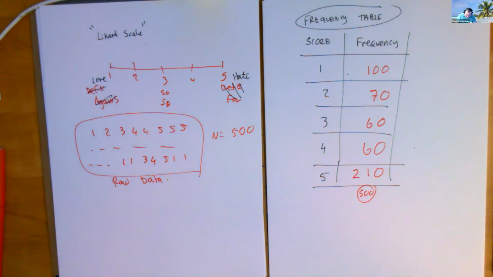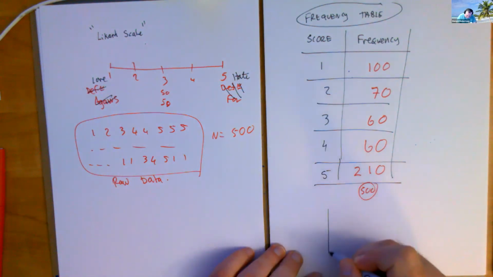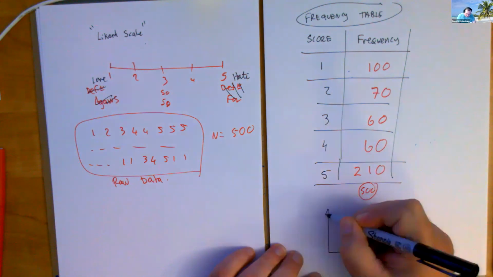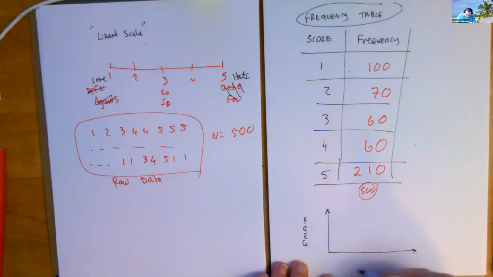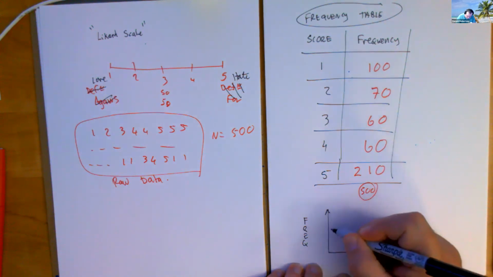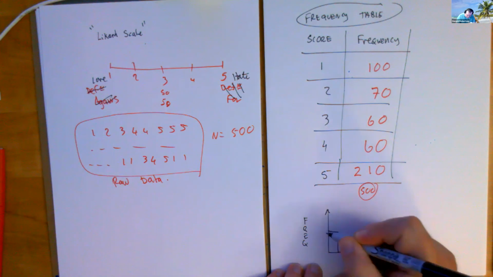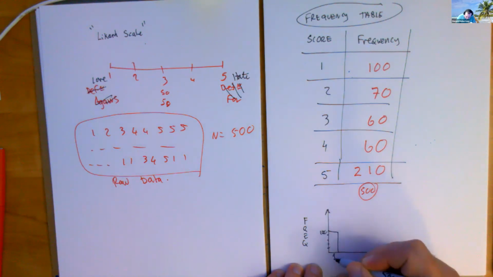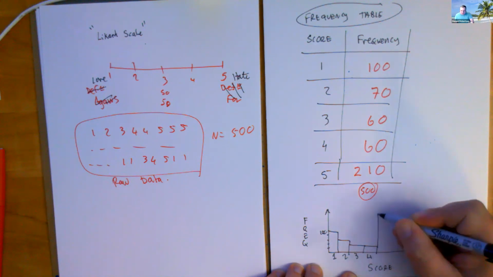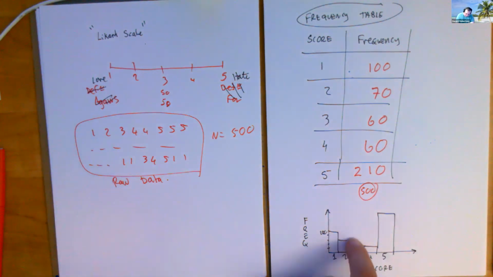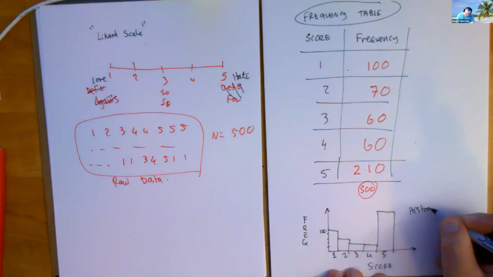Now, if you took that same table, you could create a visual representation of it. The vertical axis would be frequency, and the horizontal axis would be score. And you might do a score of 1, let's say. Can you imagine there's a scale going up here? That's 100, there's 1. And then the next score is 70. Next score is 60. Next one is 60. And then you finish away up here. You score a 5. Can you see that this picture here is a histogram? It's a visual representation of the same information.